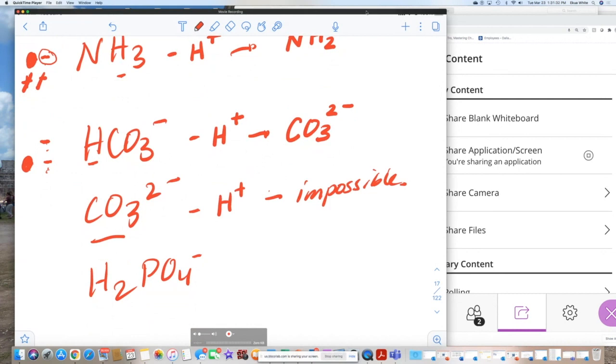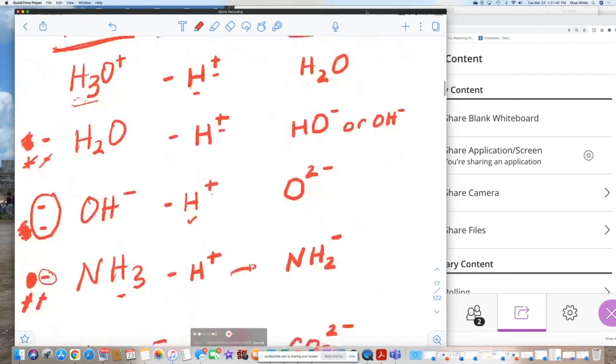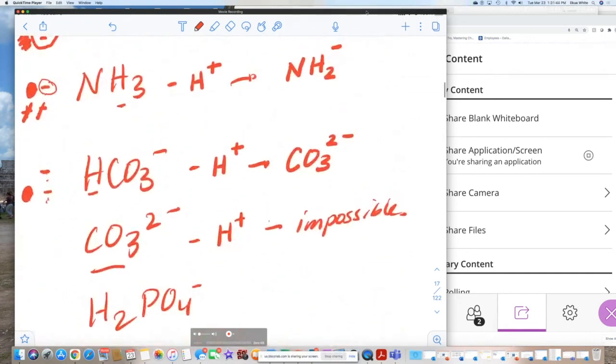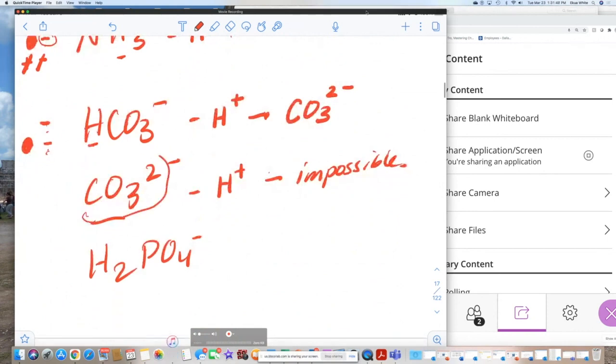There is no hydrogen. The rule must be met. To make a conjugate base, you're having the acid lose a hydrogen and a positive charge. This cannot behave as an acid. It doesn't have a hydrogen, right? So it's impossible. What about this one here?